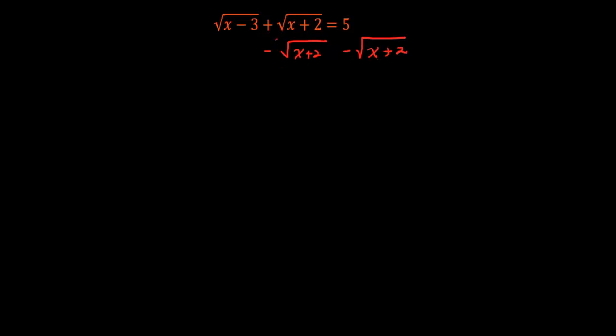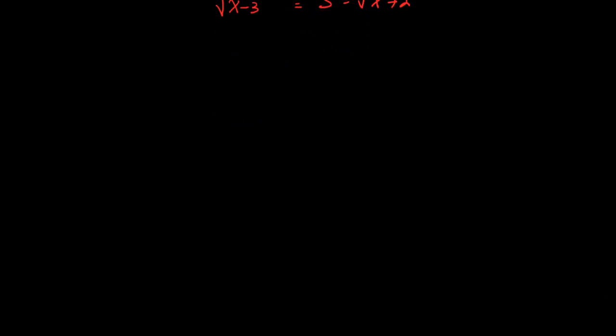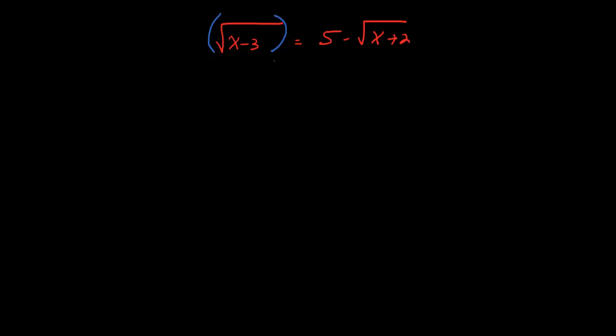So notice here, this will cancel with this, and we're left with the square root of x minus 3 equals 5 minus the square root of x plus 2. So we've isolated one radical to one side of the equation, and now we must perform the opposite property. The opposite of the square root is to square, but we have to do it to the entire right side. So we're going to do this to the entire right side.